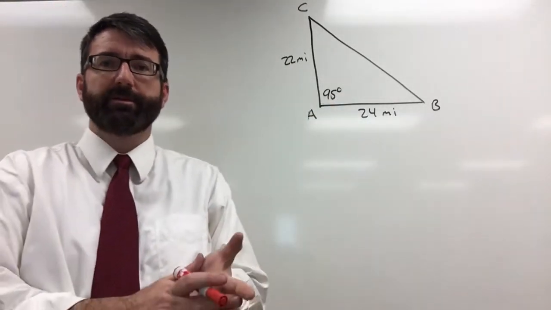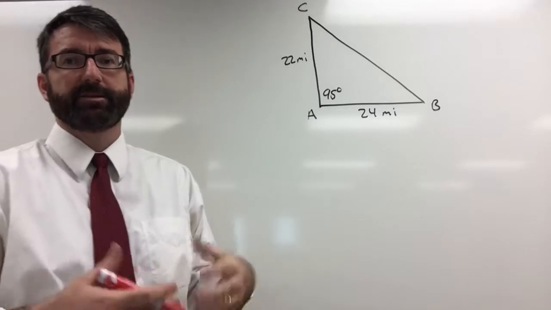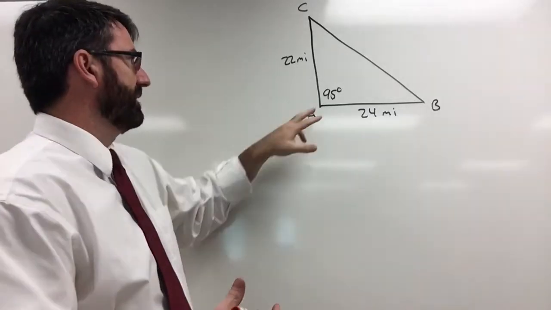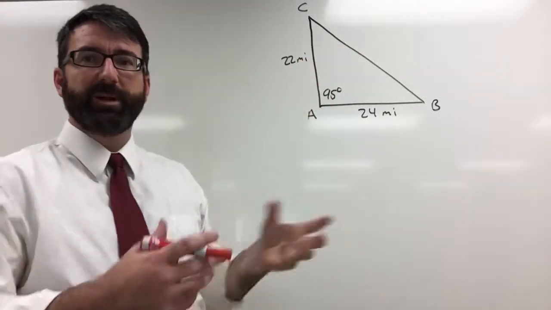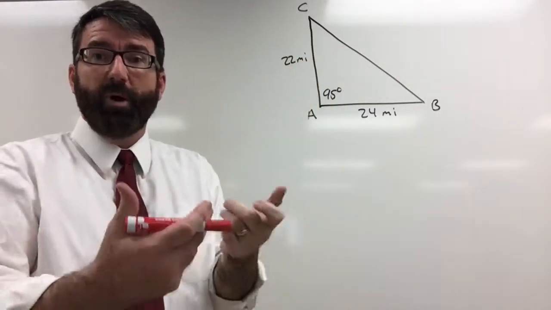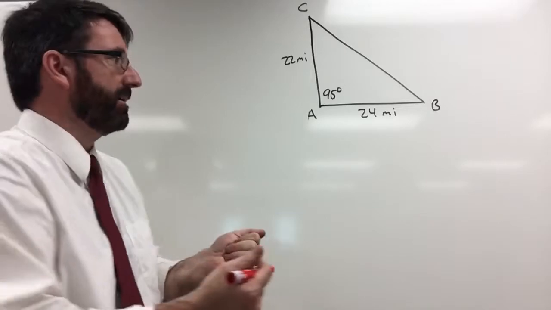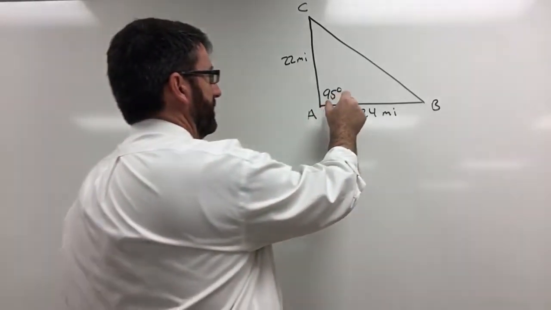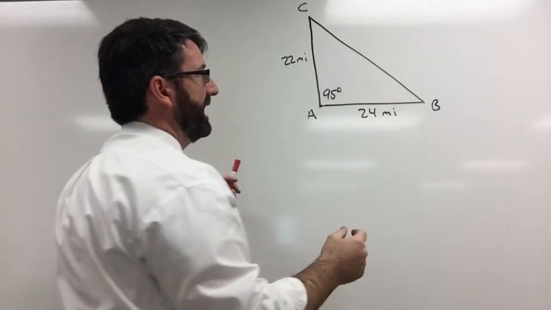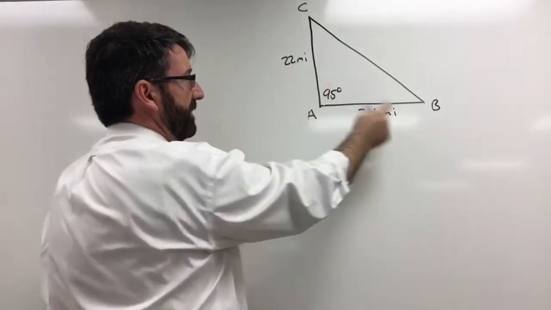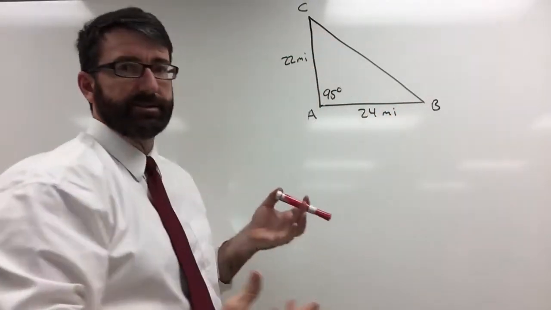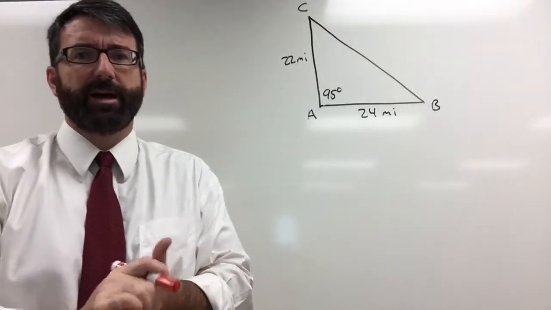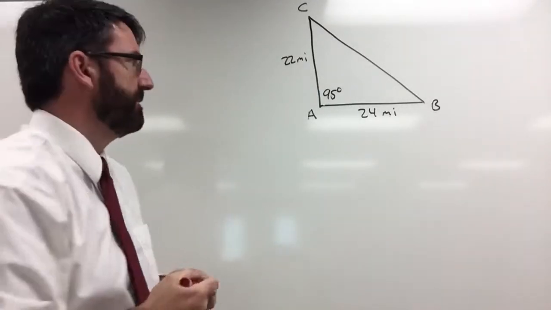That's going to require us to use the law of cosines, because the law of sines requires a pair of an angle and its opposite side. We need to know both of those in some pair in order to use the law of sines. Here we know angle A, but we don't know side A. We know side B, but we don't know angle B. We know side C, but we don't know angle C. So we can't use the law of sines. We need to use the law of cosines.